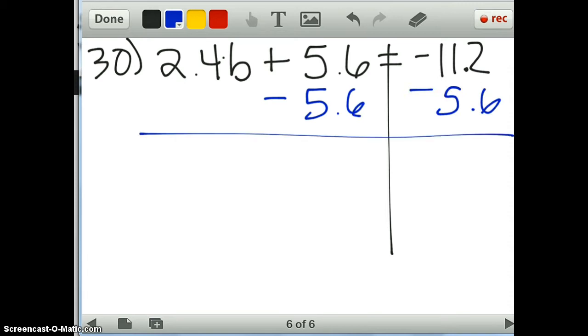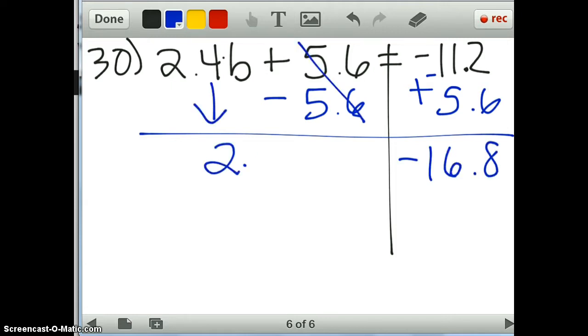Be really careful. A negative and a negative. You might say, but it's minus. Right, but you could keep change. So they're both negatives. We're going to add them together and keep the negative sign. So I get 16.8.